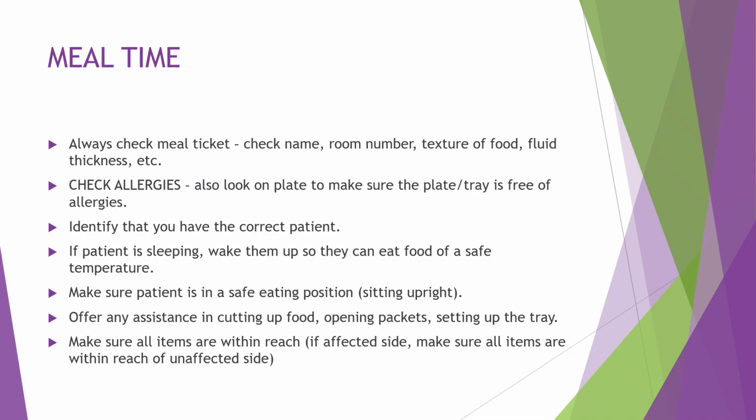It's always going to have fluid thickness as well. So that's going to be thin. It could be nectar thick, honey thick. There's a lot of different varieties of thickness. So you want to make sure that that matches what drinks are on their tray or plate as well. These are super important because if we give them the wrong type of texture of food or the wrong type of thickness of fluids, it could cause them to aspirate or to choke, and obviously very unsafe for them.